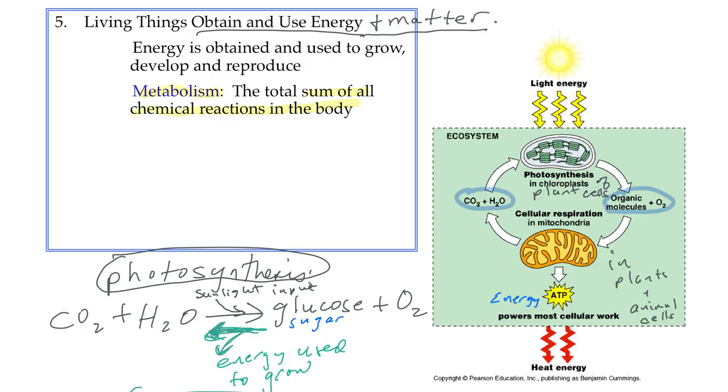The fifth property of living things is that they must have a constant input of energy in order to do all the work a cell has to do. Without energy, it's like pulling the plug on your computer, taking the battery out of your iPhone.